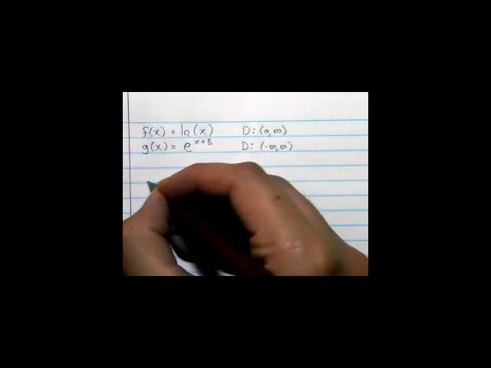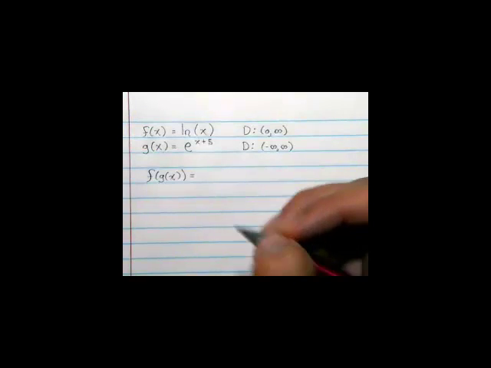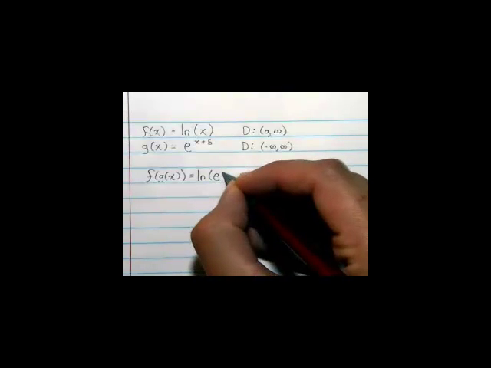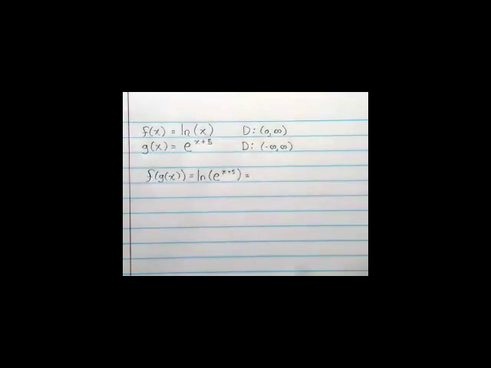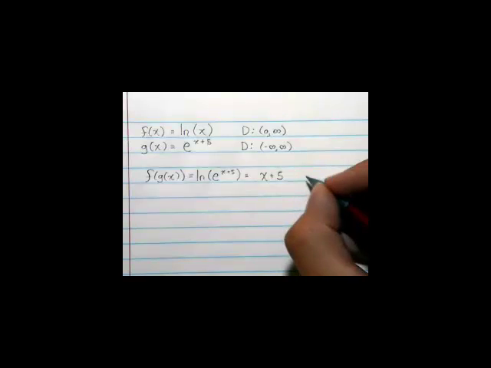Okay, so let's try some compositions here. F of g of x. So we're going to dump g into f. So the natural log of e to the x plus 5. Can we simplify that? You guys remember that from Algebra 2? Yeah, and so it would make just what is the answer here? x plus 5. It's just x plus 5. Okay, so we got that.